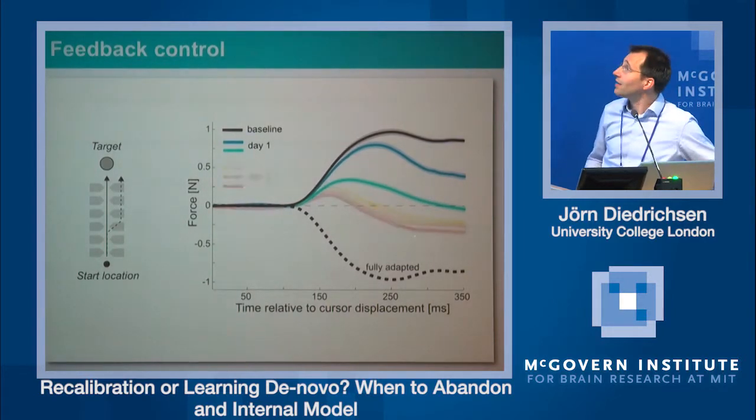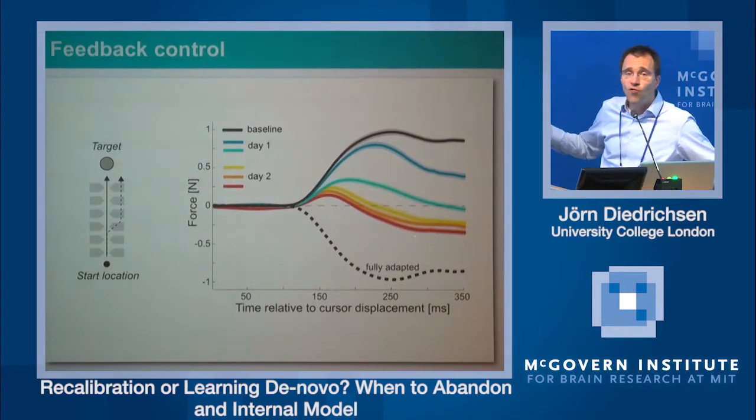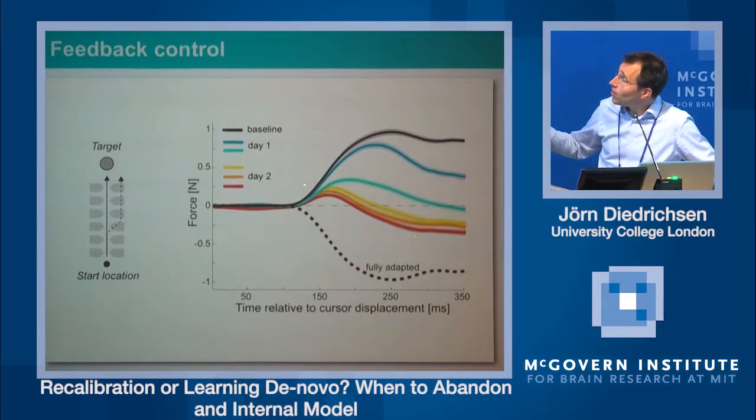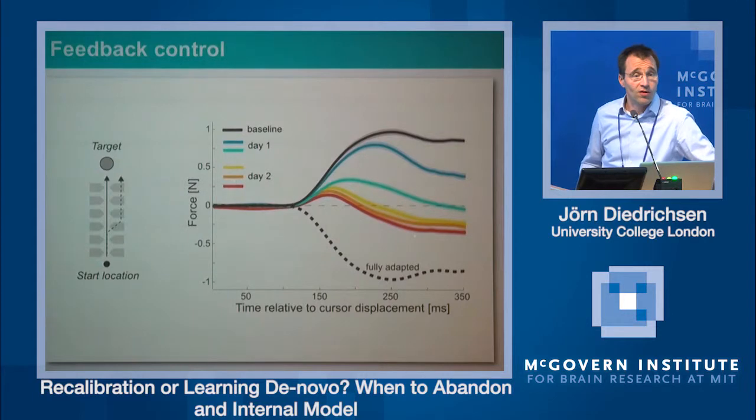It's only on the second day that they're able to then reverse the response and push in the right direction for this cursor jump. But again here, you see that this very early response from 110 to maybe 180 milliseconds still is directed in the wrong direction. It never quite goes away. Even after 4 days of training, there's still a little blip here that goes in the wrong direction and reveals the old mapping.